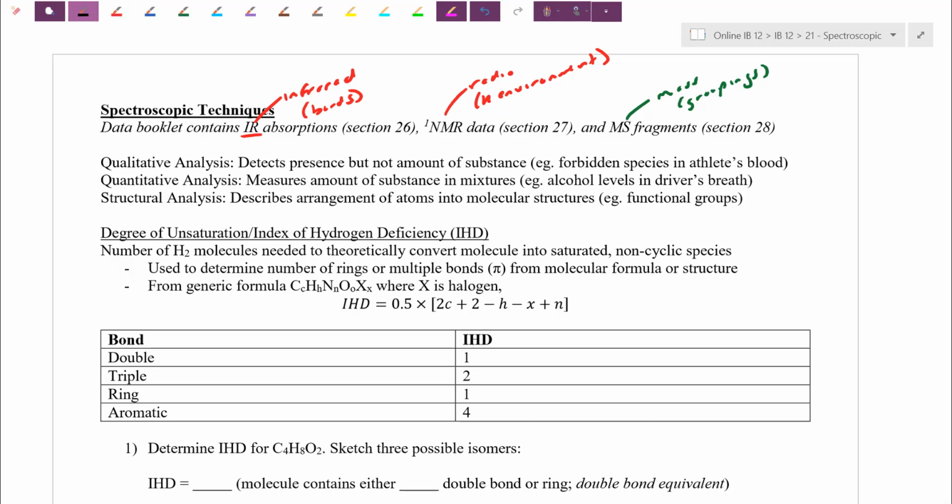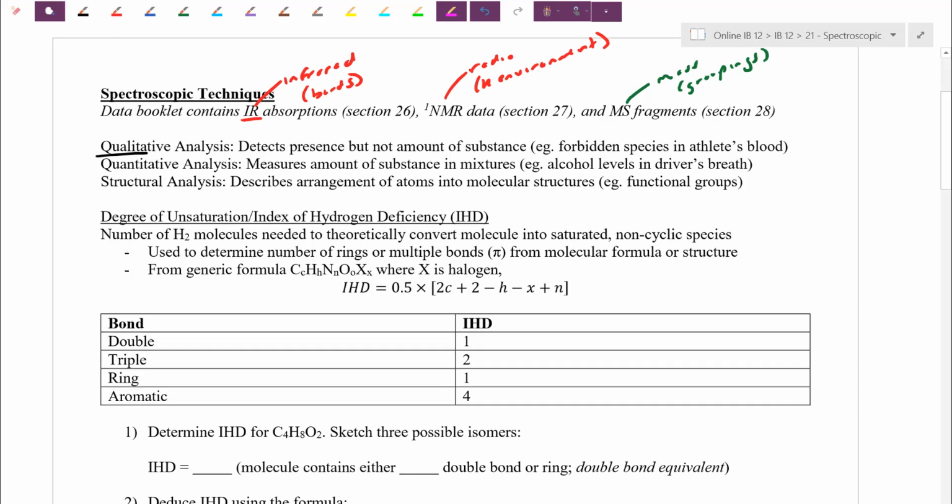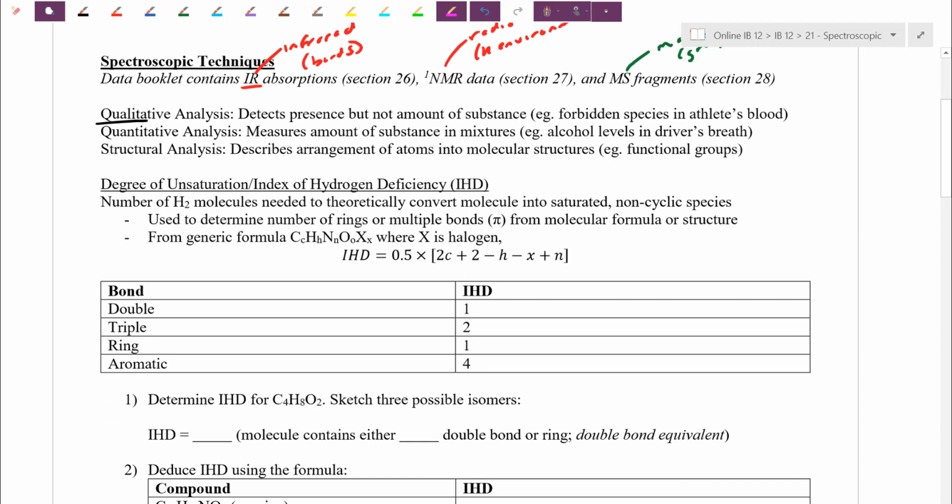Why are we interested in doing spectroscopic techniques? Sometimes you're just interested in doing a very qualitative analysis, okay? So qualitative, I don't really care about the amount. I just want to detect for presence. Let's say I was at the Olympic Games and I want to figure out, okay, did this athlete take some forbidden species? As long as that's present, that's just qualitative, I don't really care about the amount.